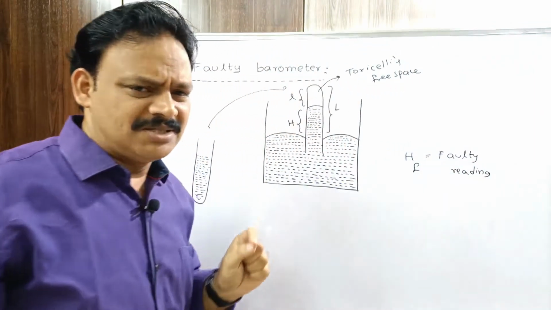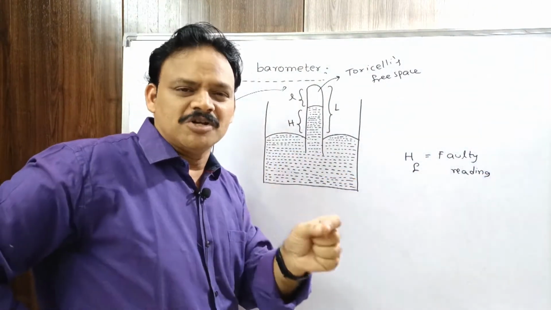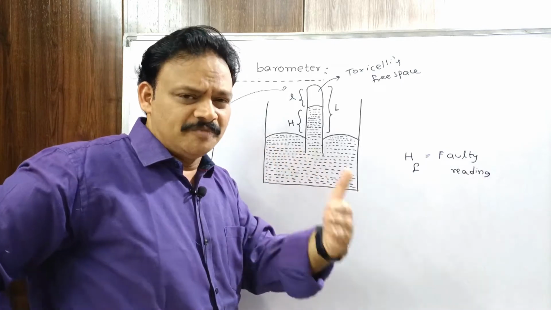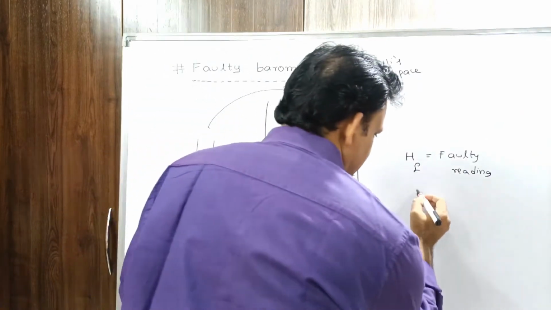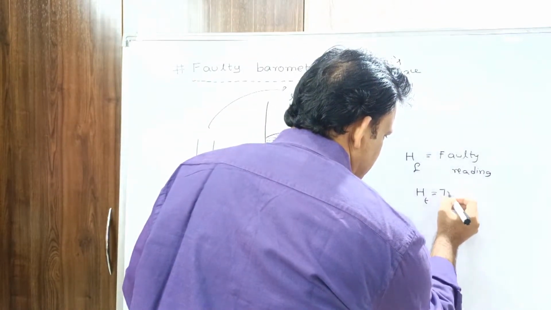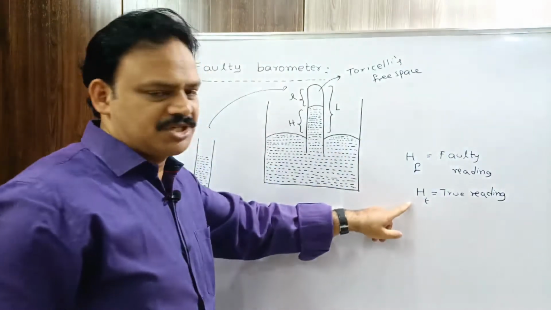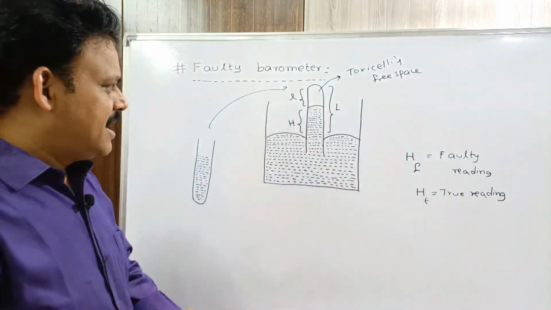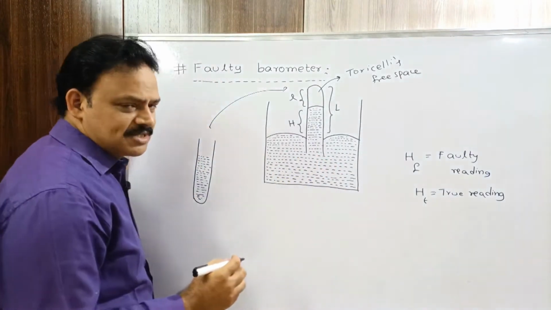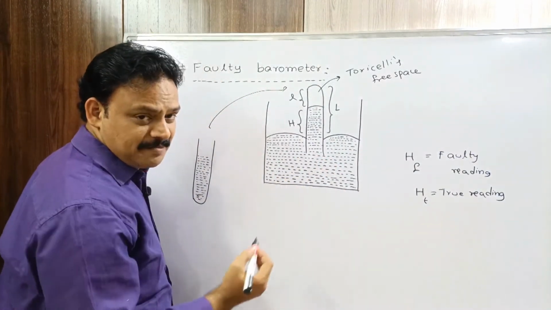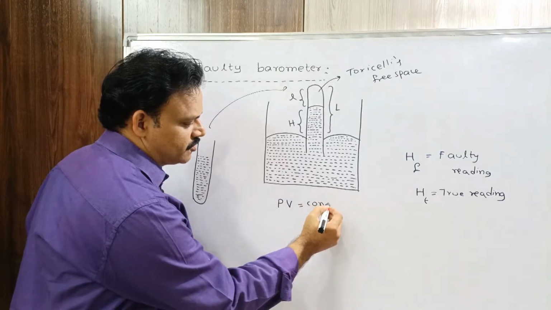Actually, pressure can be measured in terms of the height of mercury. 76 centimeters of mercury column is one atmospheric pressure. So we express the pressure in terms of the height of mercury. Let HF be the faulty reading and HT be the true reading of the barometer. True reading means the actual atmospheric pressure, HT. This is an application of Boyle's law. I think you know Boyle's law: at constant temperature, the product of pressure and volume is constant. So P into V is equal to constant.